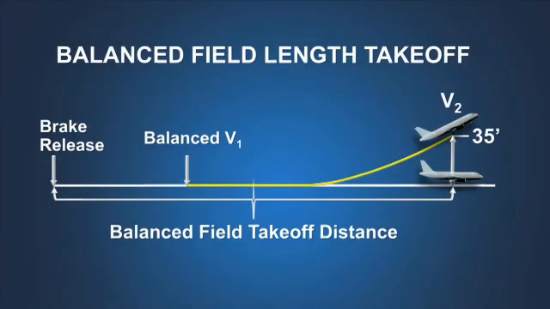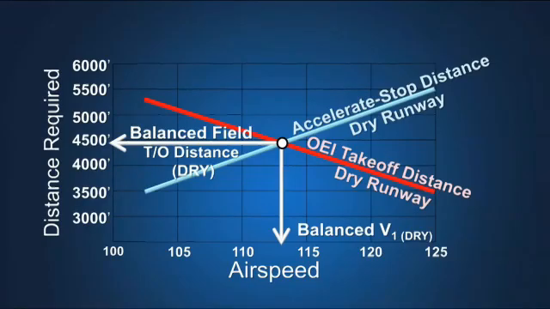Typically, the minimum field length required for takeoff in a 2-engine turbojet transport category airplane is based on the balanced field length concept, where the accelerate stop distance is equal to the 1-engine inoperative takeoff distance. The balanced field length can be obtained when, for a given takeoff weight, a V1 speed is selected such that these two distances are equal.